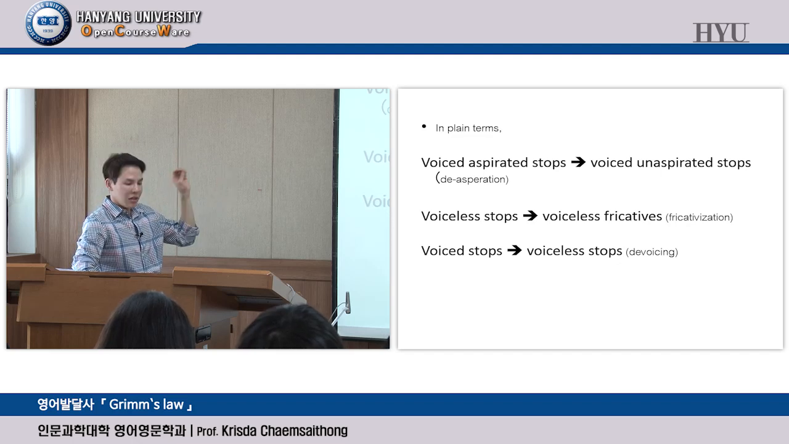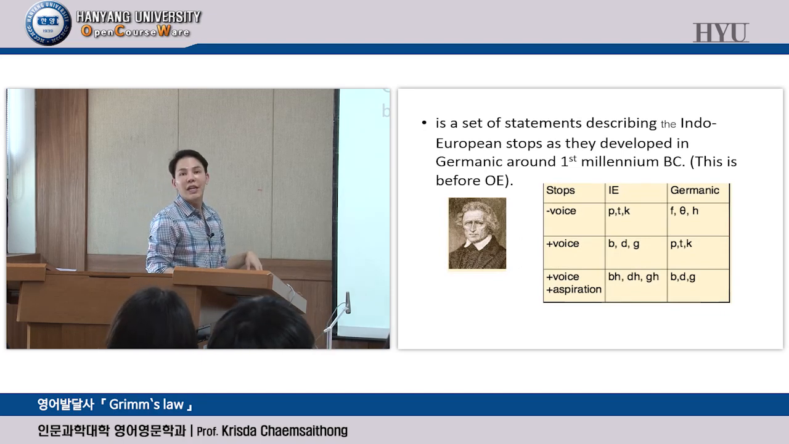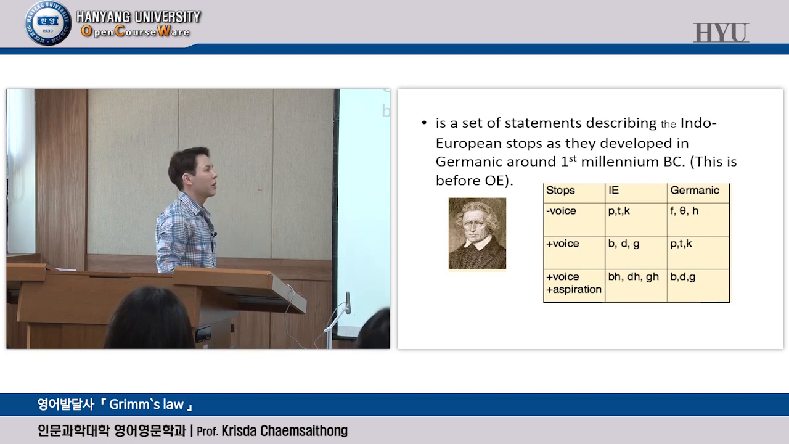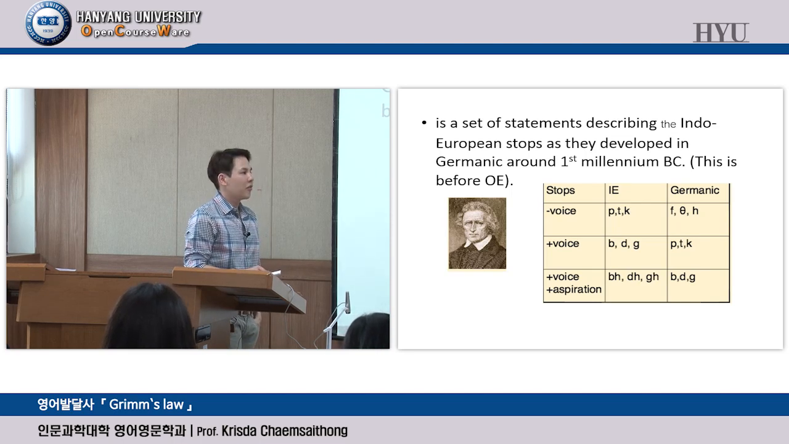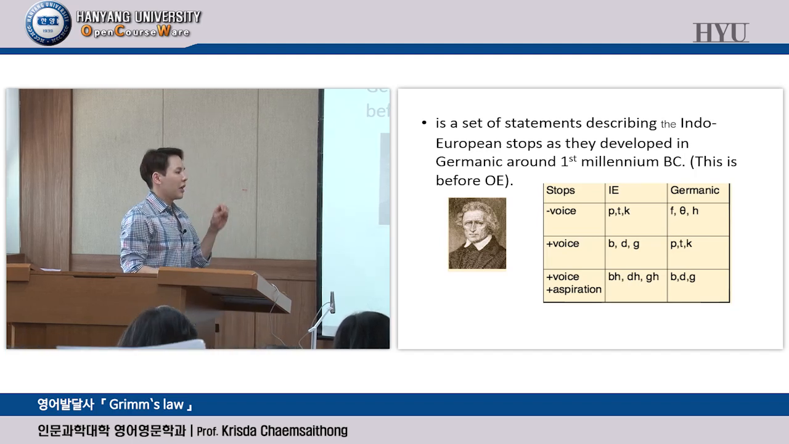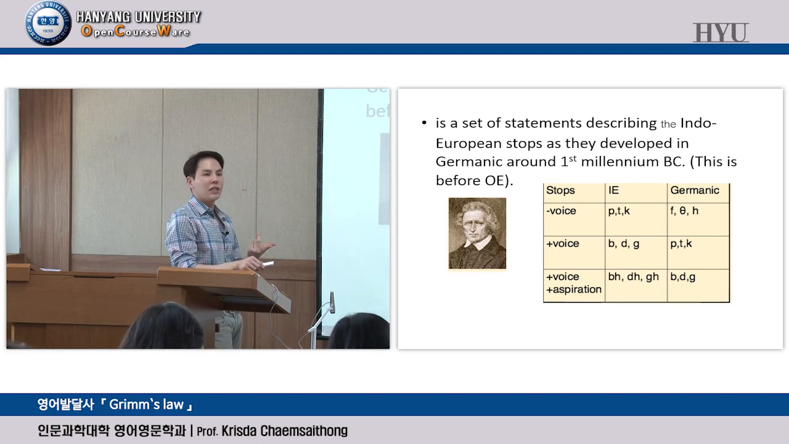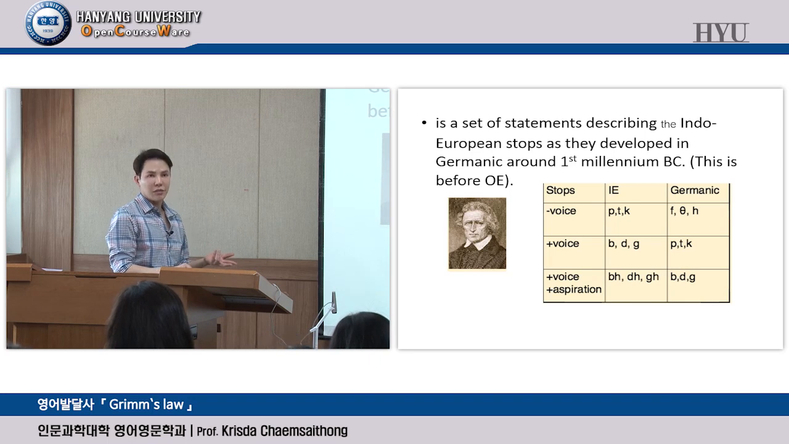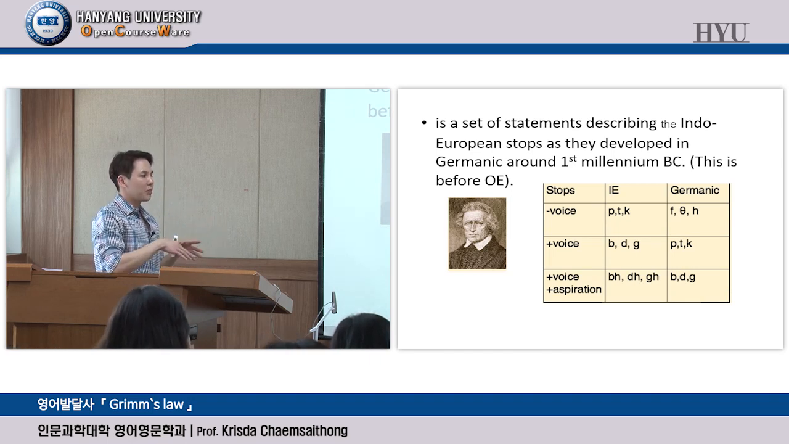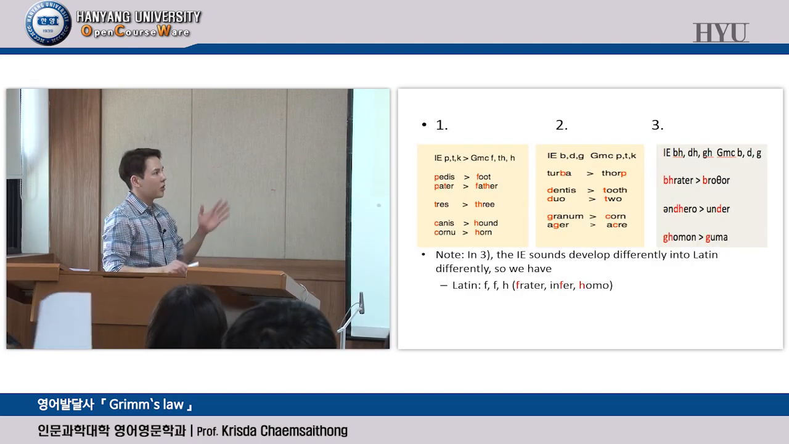Deaspiration, fricativization, devoicing, okay? So let me return to this. This one is fricativization, right? The first set, stop changes into fricative, so fricativization. The second set, voicing is gone, easier to pronounce voiceless. And then the third set, aspiration is gone, but the voicing is still the same. So fricativization, devoicing in the second set, and the third set, de-aspiration. De is away, away from. So aspiration is away, de-aspiration. So three sets. That's where we will stop today, but we'll do exercises.